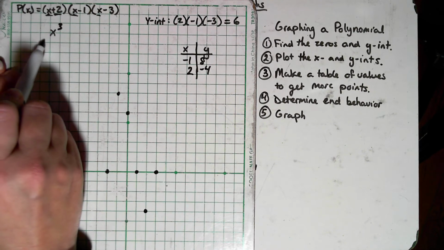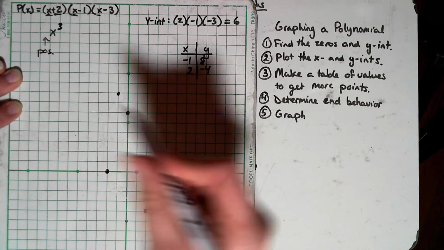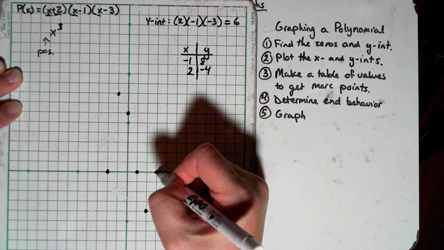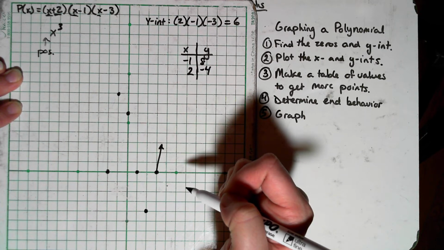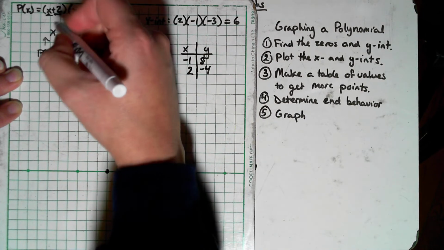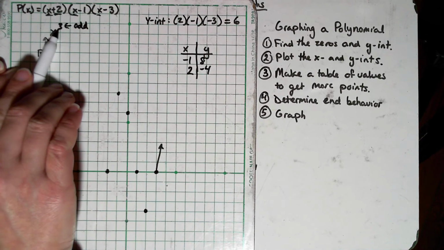Now, if this is positive, that means on the right side of my function, it's going to be pointing upward toward the positive numbers. Okay, and then this is odd. It's an odd power on this.